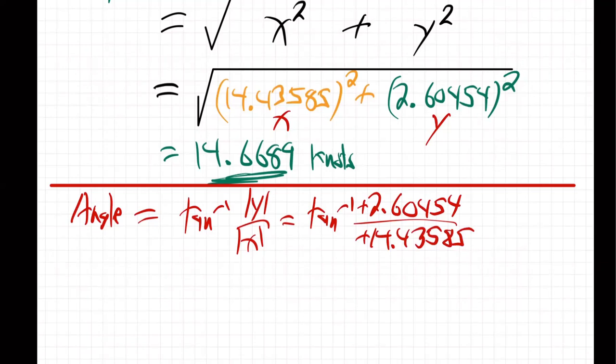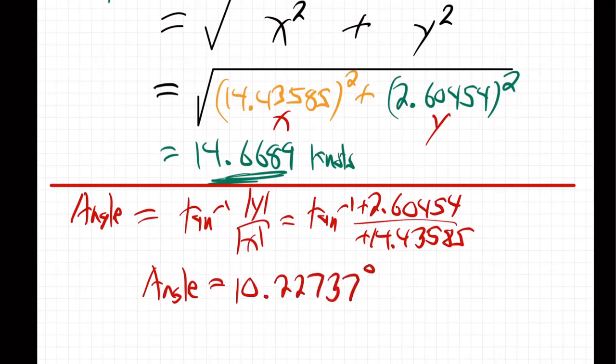14.43585. Hit inverse tangent there. Inverse tangent of that. All right, that's the wrong thing. Inverse tangent of 2.60454 divided by 14.43585. Okay, and I'm getting that angle came out to be 10.22737 degrees. Now, is that the actual angle?